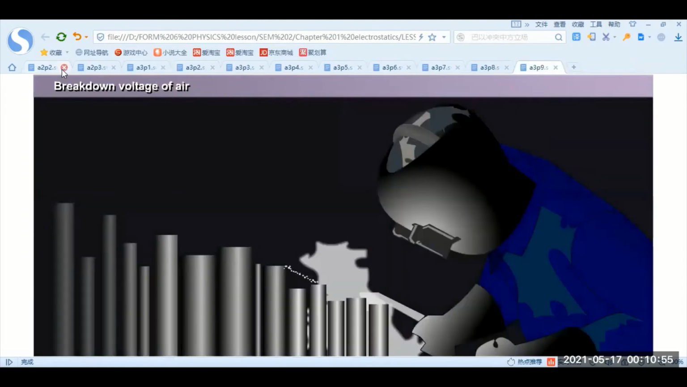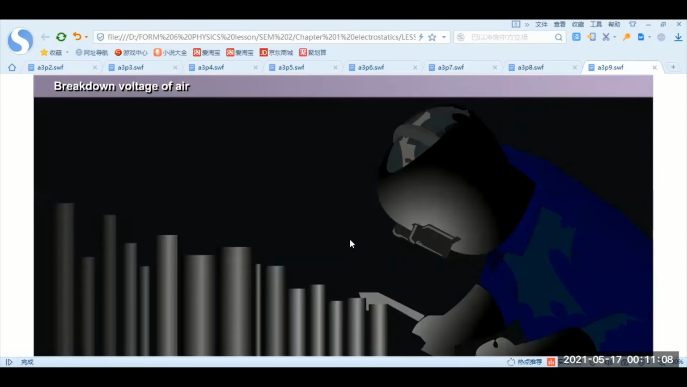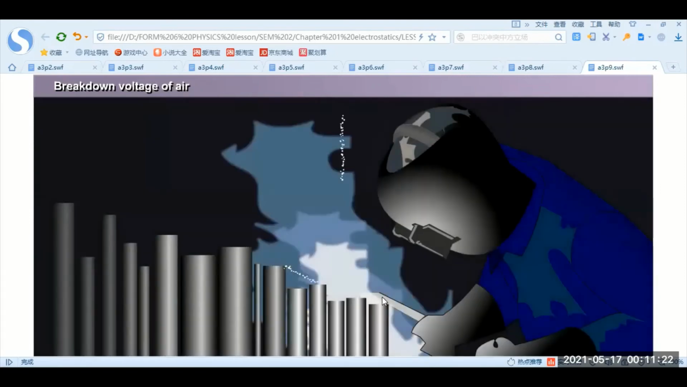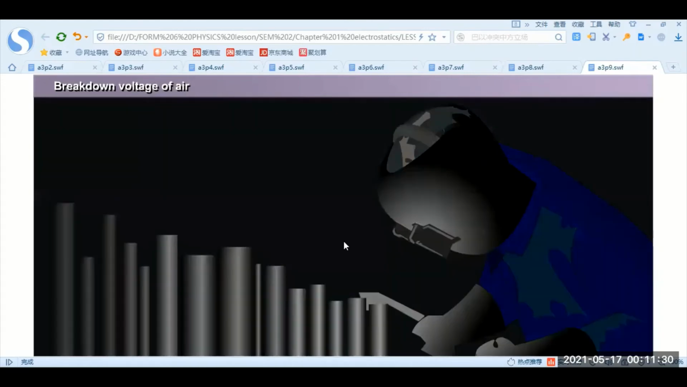Ladies and gentlemen, this is an example of breakdown voltage. That means a great amount of electric energy is lost in a short time. It will produce a spark, converting to heat energy with high temperature, which produces very bright light.